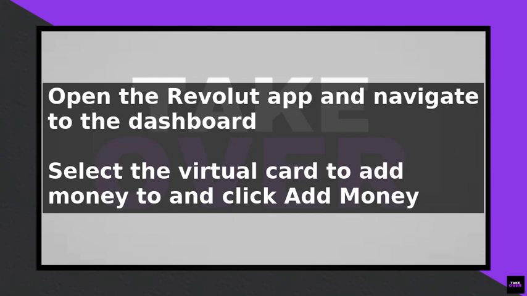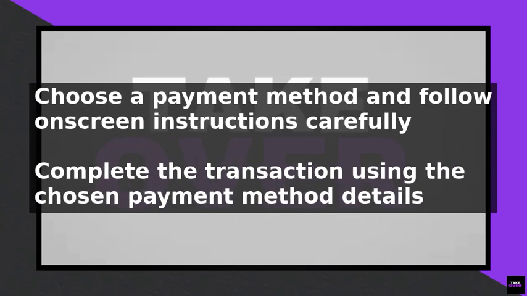You will be presented with several payment methods, including bank transfer, credit or debit card, and other local payment options. Choose your preferred payment method and follow the on-screen instructions to complete the transaction. For example, if you choose to add money via bank transfer, you will be provided with Revolut's bank account details. You can then use these details to initiate a transfer from your bank account to your Revolut account.